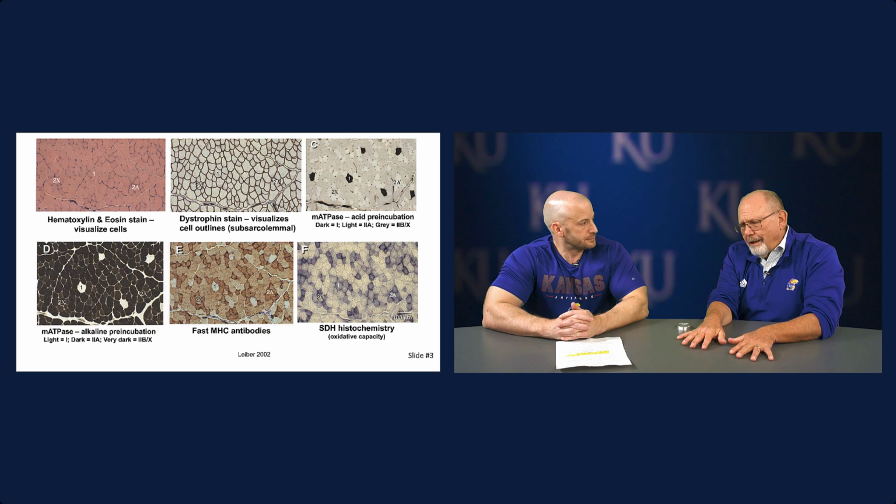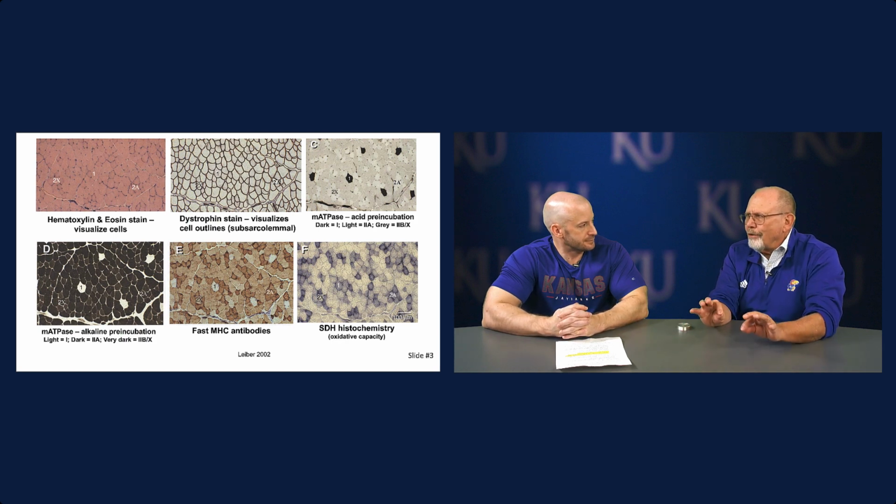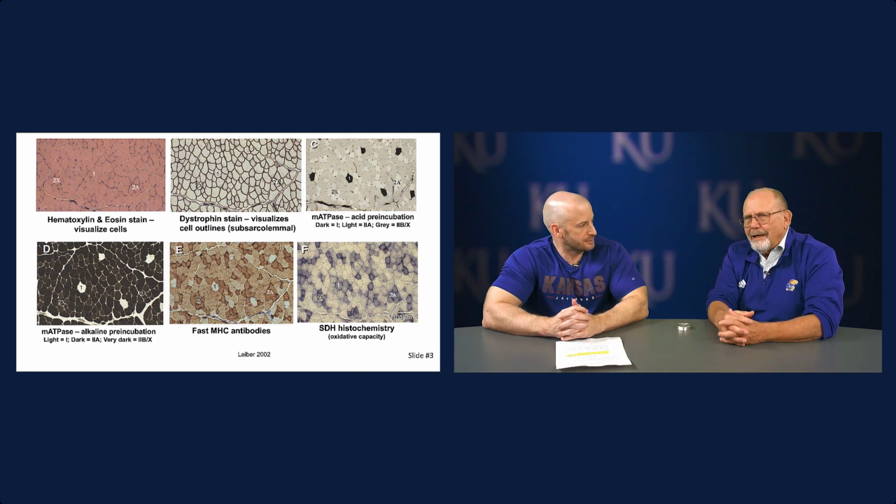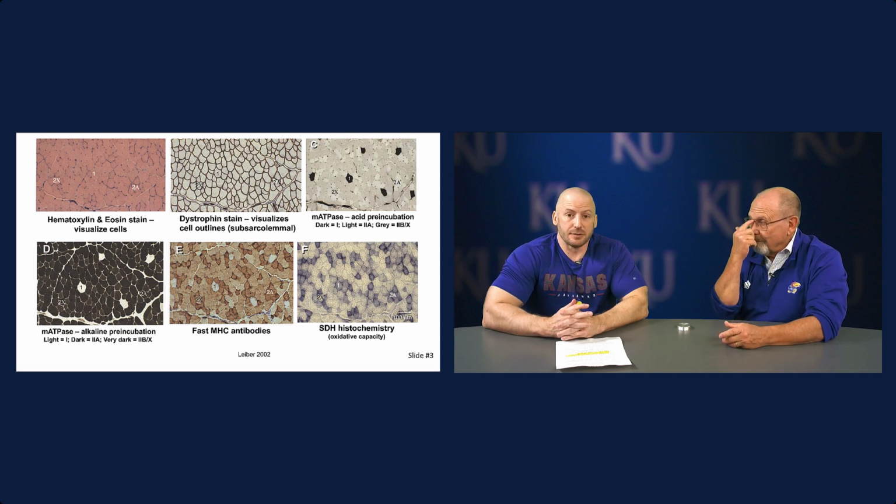So the message here is different types of stains have different classification systems and have different names, and they don't all line up perfectly. There is a lot of overlap. Type 1s tend to have a lot of SDH in them, but it's something to keep in mind as you interpret the data. You have to think about the person that's in front of you. Are they sedentary? Are they a runner? Because all of these are training adaptations.